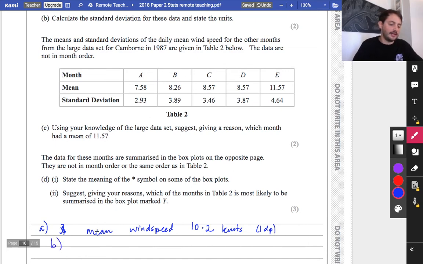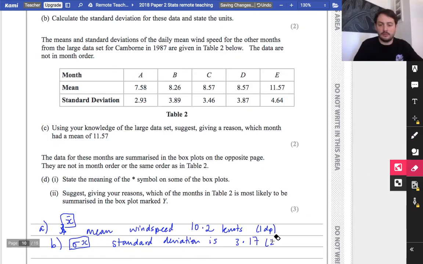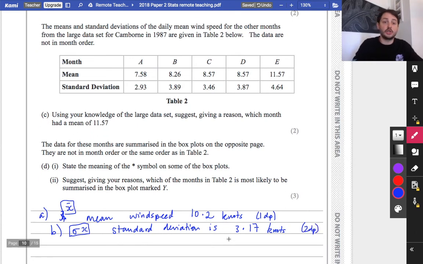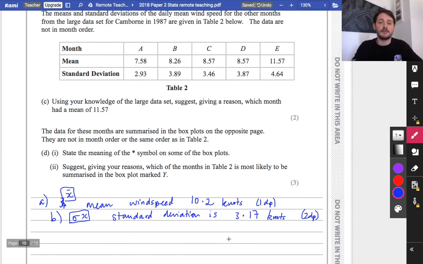And part B, the standard deviation. The mean comes up like this on the calculator, and the standard deviation comes up like this when you look at it. So the standard deviation, you can just see it from your calculator, is 3.17. Make sure we put the units before I do my rounding: 3.17, and you need to know this, the wind speed is measured in knots, and that's to 2 decimal places. I'm going to show you some summary of the large data set in just a second.